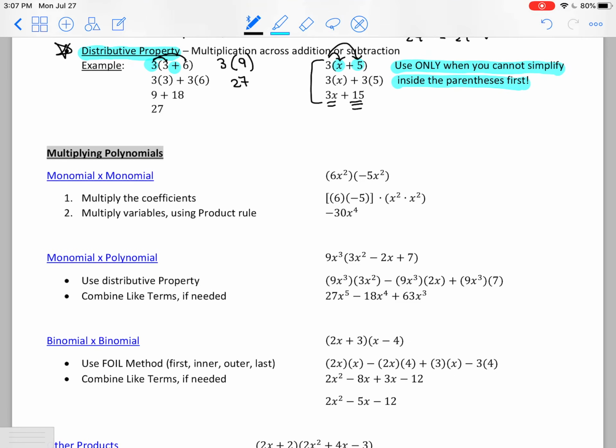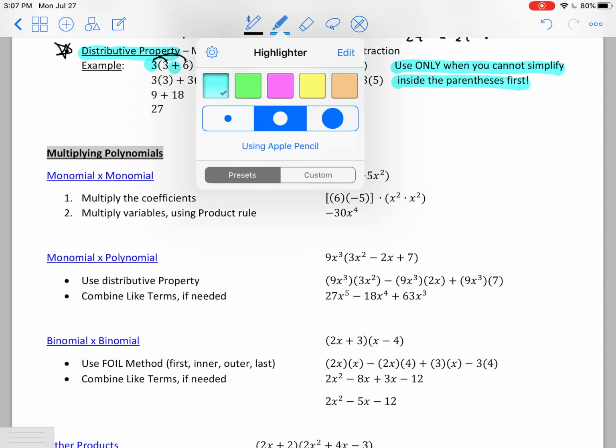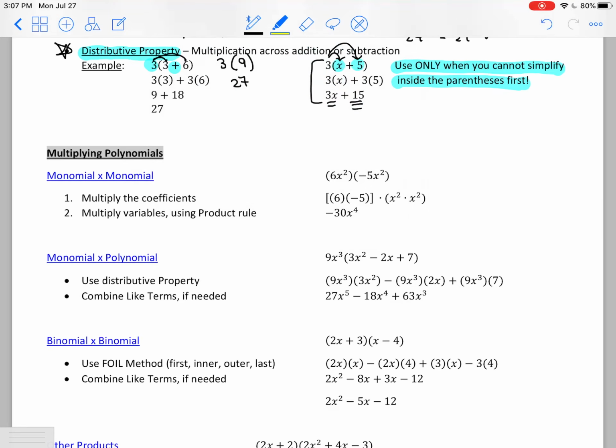All right, so let's get into some different types of multiplication of polynomials. One of the first ones here that we'll talk about is the monomial times the monomial. And if you guys remember from the previous video, a monomial is one term. So in this example, we've got one term here, 6x squared, times another monomial, one term, negative 5x squared.